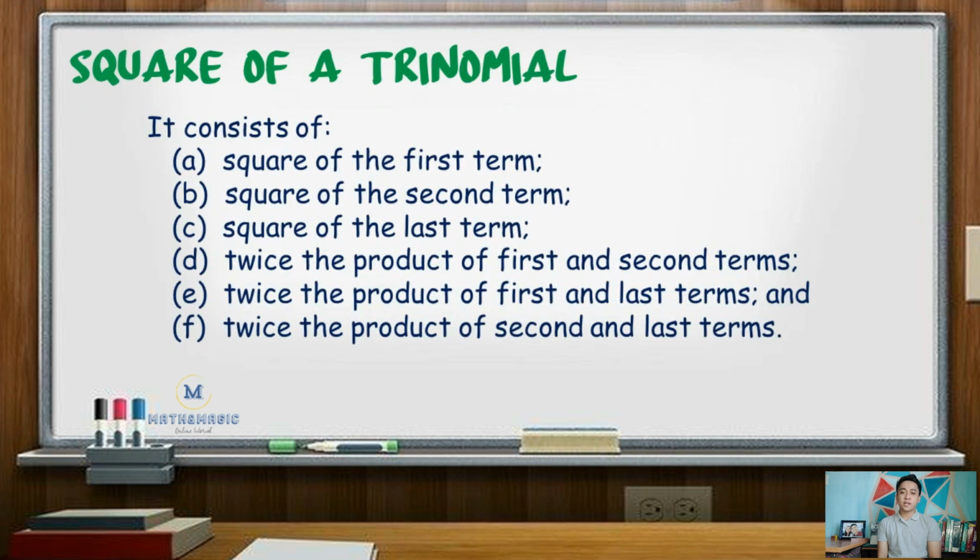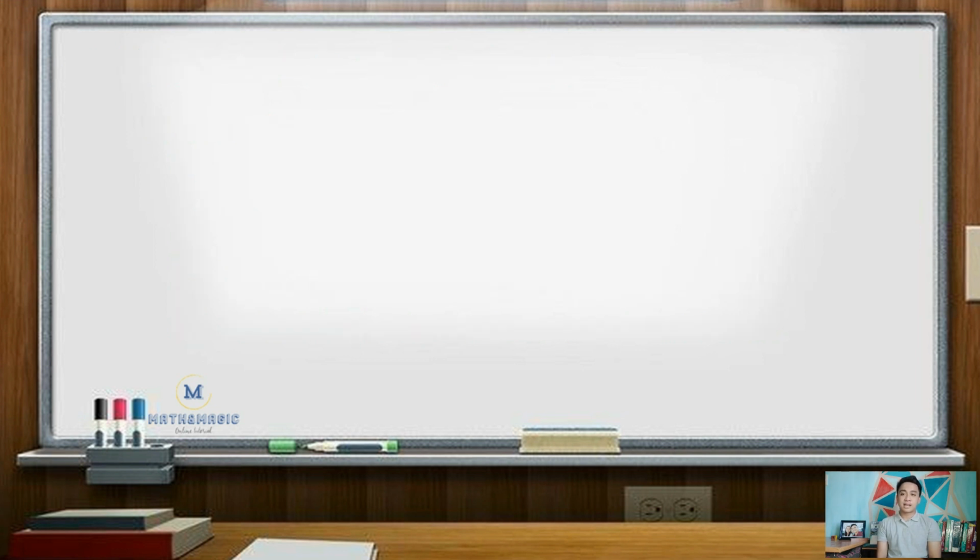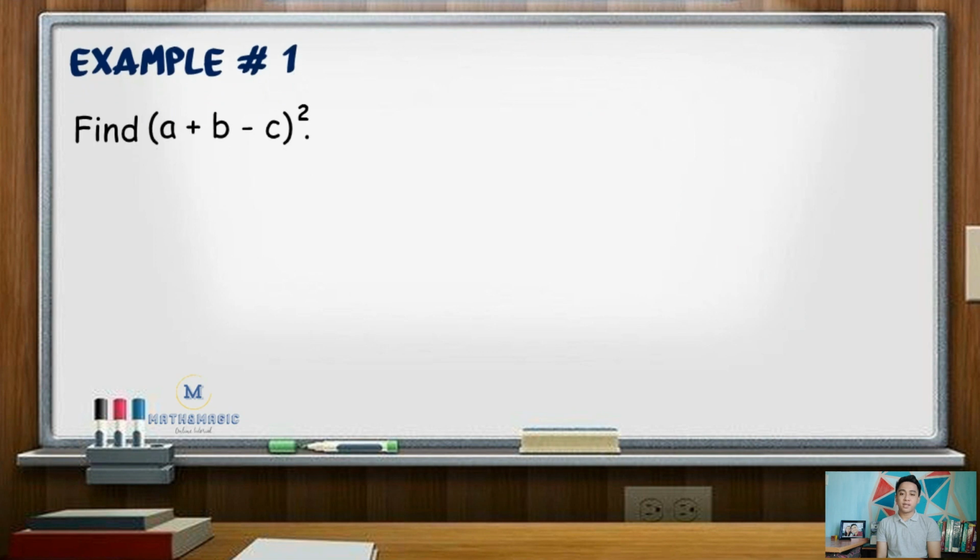Next, for the square of a trinomial, it consists of the square of the first term, the square of the second term, the square of the last term, twice the product of first and second terms, twice the product of first and last terms, and twice the product of second and last terms. As an example, find the square of quantity a plus b minus c.